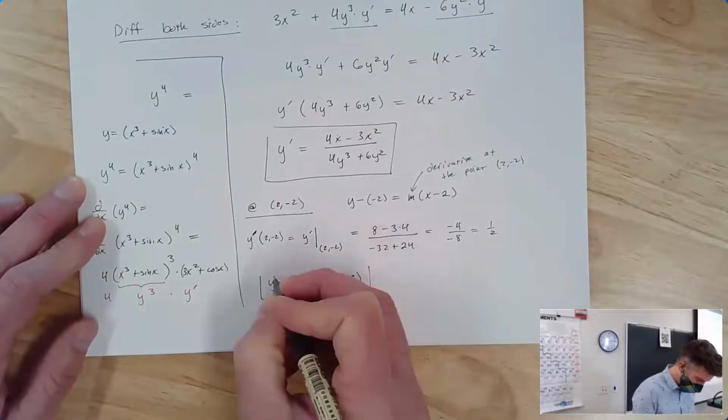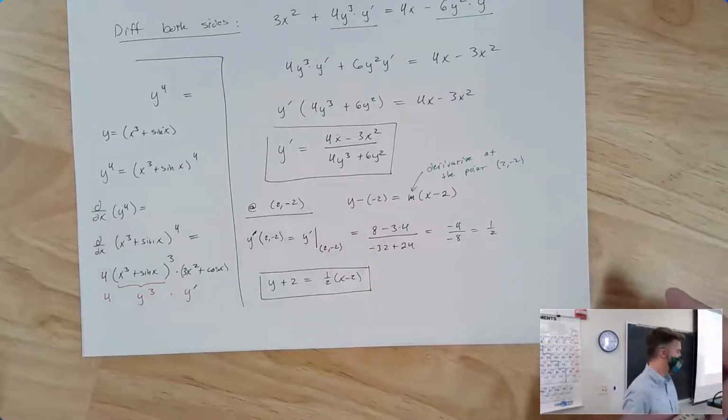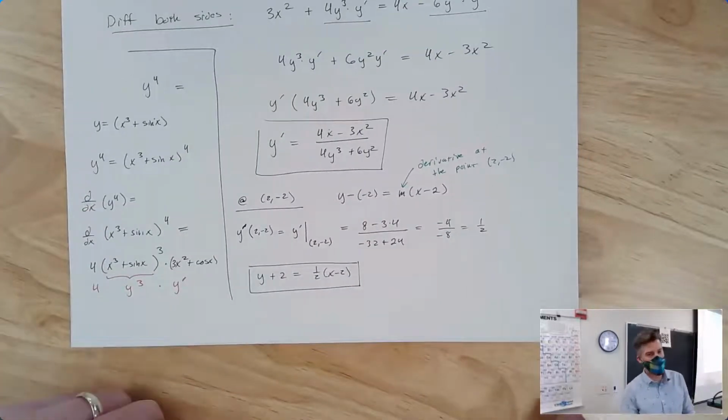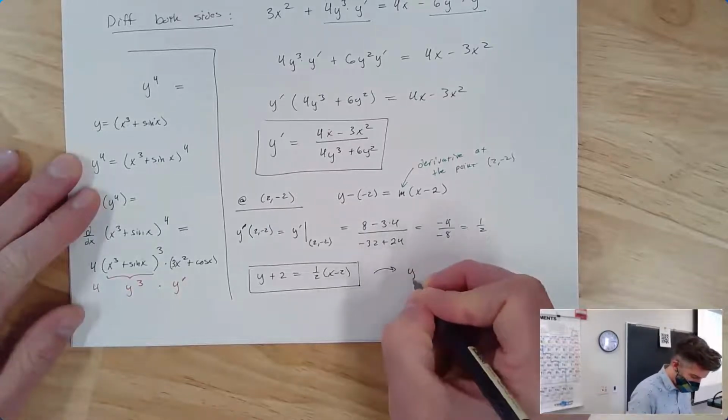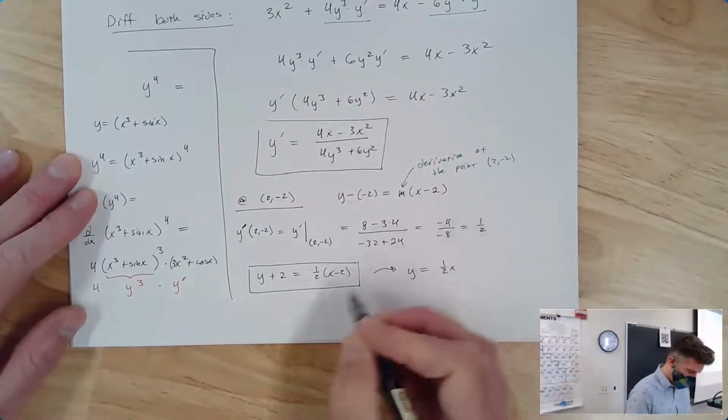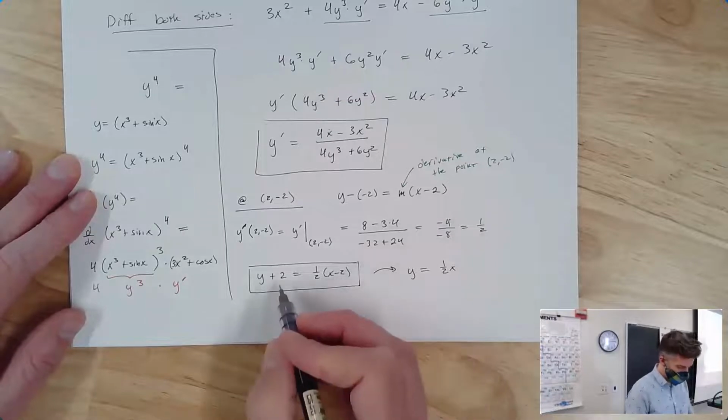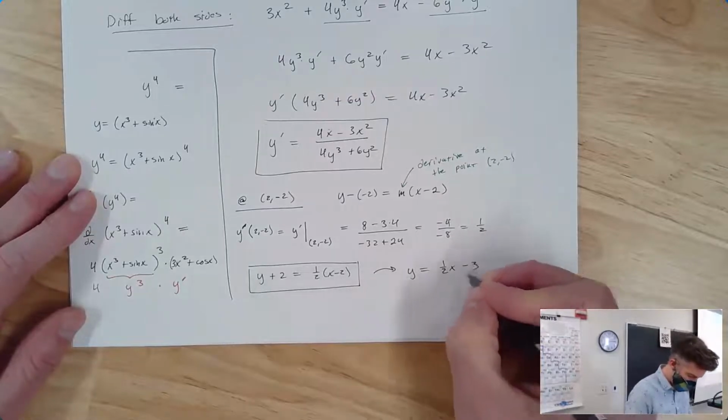I might leave it like that, but I'd probably solve for y because that's pretty standard to do. So I'd probably rewrite it as y equal to 1/2 x. 1/2 times -2 is -1, and then we subtract another 2 and get -3.